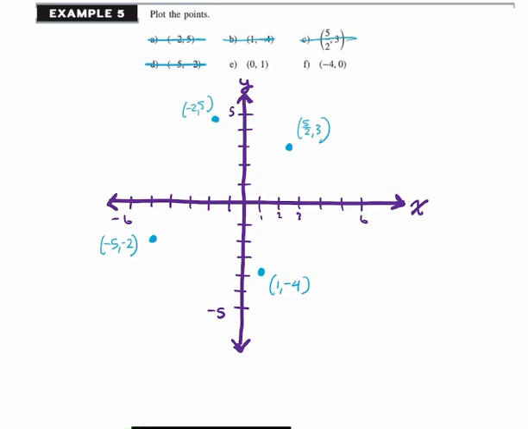For E, 0, 1. So x is 0, meaning we won't move any distance on the x-axis. We'll just stay right in the middle, and then we would go up 1 space. So we would still be on the y-axis, just at this point up here at +1. We can call this point 0, +1.